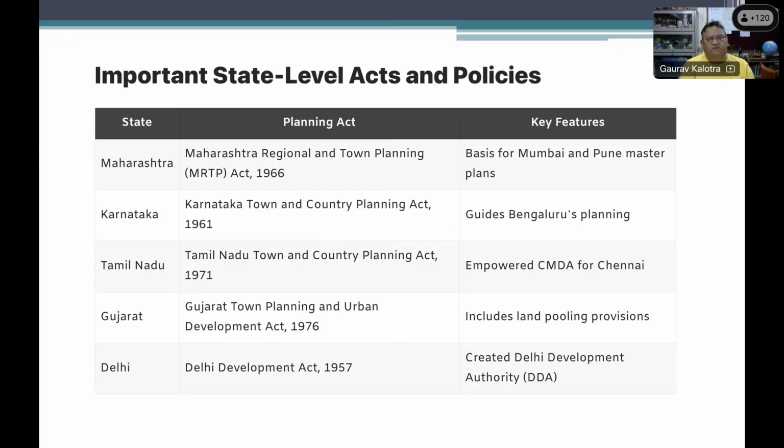Now, important state level action policies in India are, in Maharashtra, the Maharashtra Regional and Town Planning Act of 1966. Now, this is the basis for Mumbai and Pune master plans. In Karnataka, there is the Karnataka Town and Country Planning Act 1961. It guides Bengaluru's planning. Then the Tamil Nadu Town and Country Planning Act of 1971 empowered CMDA for Chennai. Gujarat Town Planning and Urban Development Act 1976 includes land pooling provisions. Then the Delhi Development Act 1957 created the Delhi Development Authority.